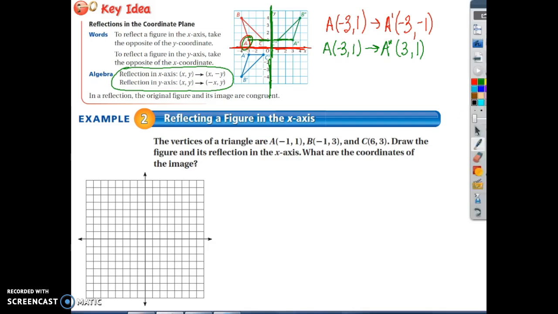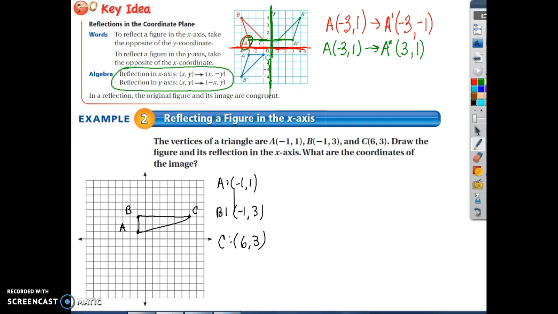In example 2, we have a triangle with the vertices A is -1, 1. B has the coordinates -1, 3, and C has the coordinates 6, 3. Drawing this triangle in our coordinate plane, I have A is -1, 1, B is -1, 3, and C is 6, 3. So this would be the triangle that they've given me in the question.